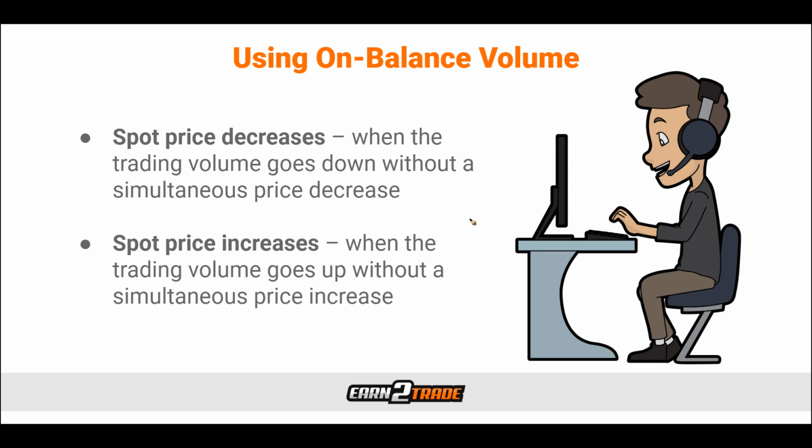Now, if we were to get practical about this, we can see how we might theoretically be able to capitalize on this. If we were to look for divergences between the price of an asset and volume, the divergences can help us as technical traders potentially recognize two upcoming market moves. We have the first scenario where the spot price decreases when the trading volume goes down without a simultaneous price decrease. Then we have if the spot price increases when the trading volume goes up without a simultaneous price increase. If we were to spot such situations, we could potentially take this as an indication that there might be an opportunity to buy or sell against incorrect prevailing trends.